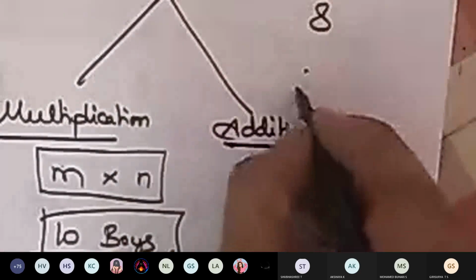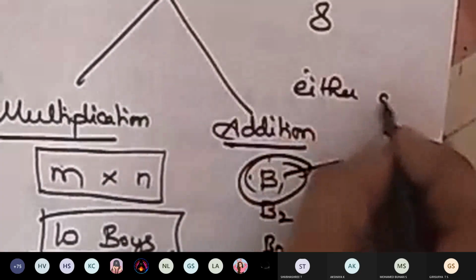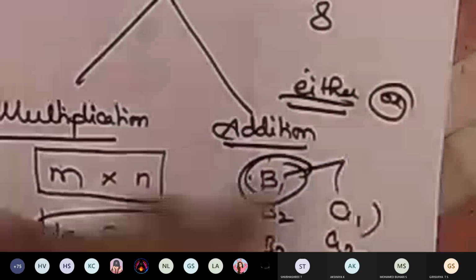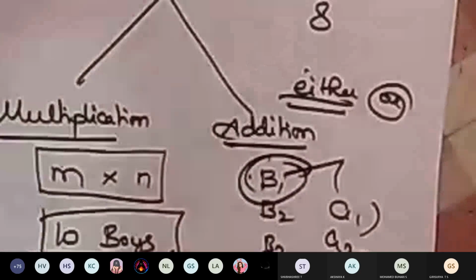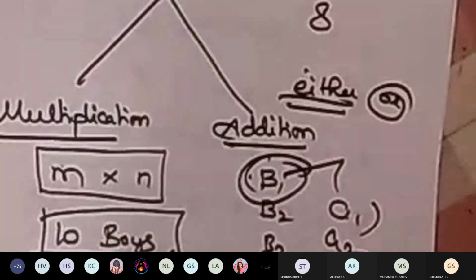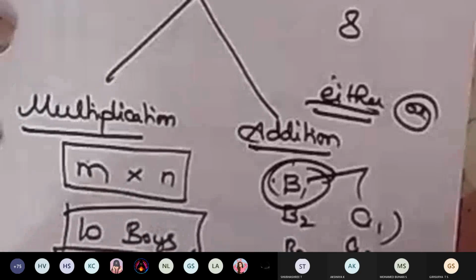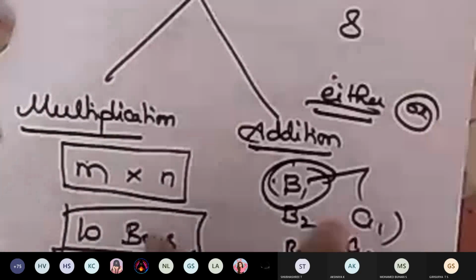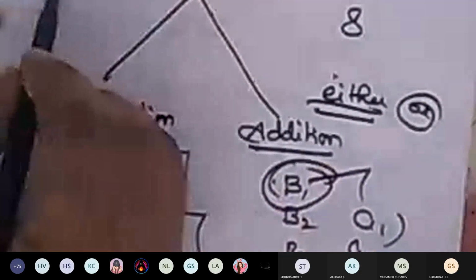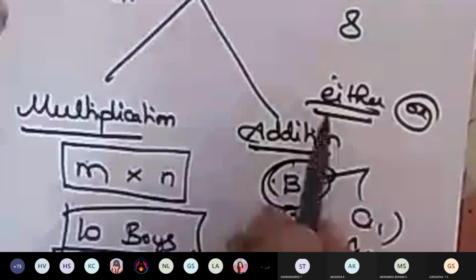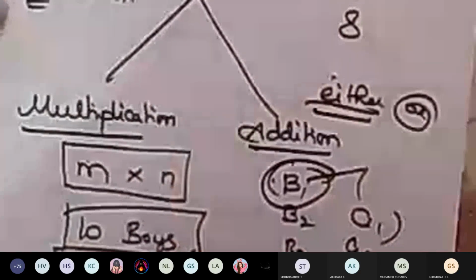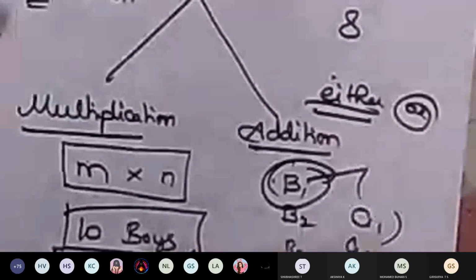So here you have to think over this word: either or. Either a boy or a girl. 18 ways. Excellent. Very good, good thinking. 18 ways are there. This is called the fundamental principle of addition. Either boy or girl, what is the meaning of that? Either I need a boy or a girl, that's it.